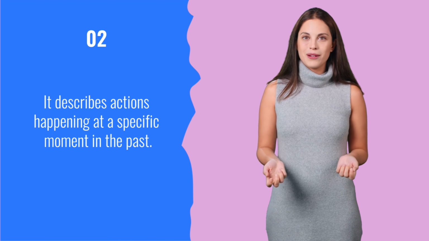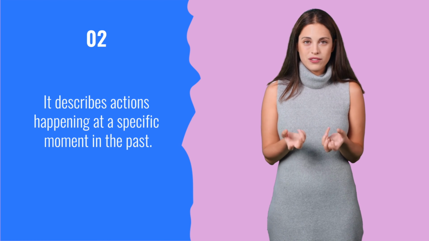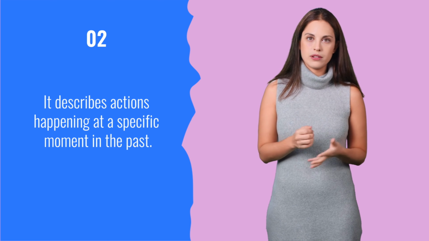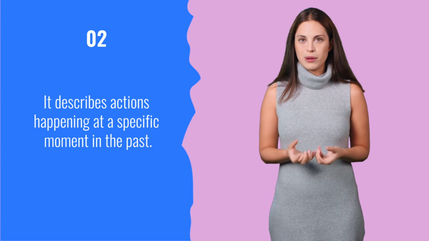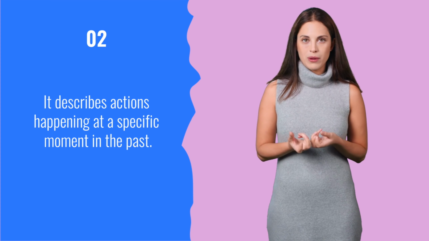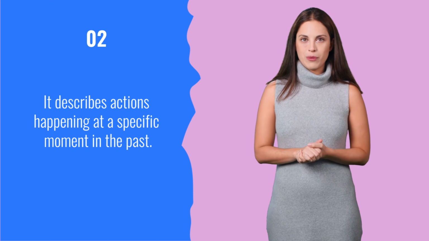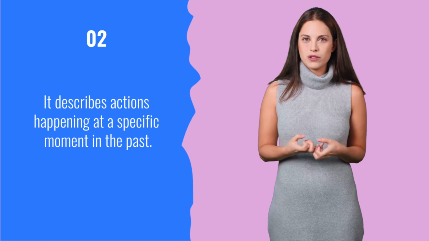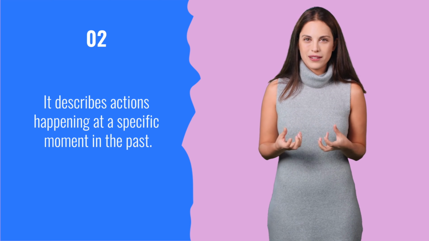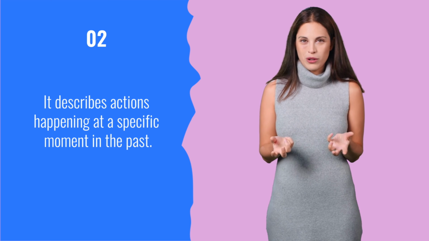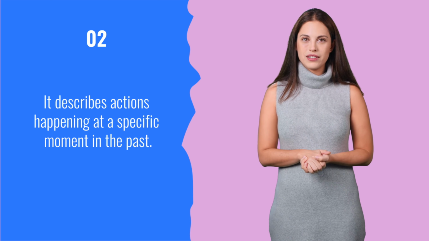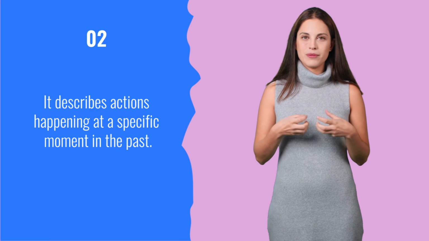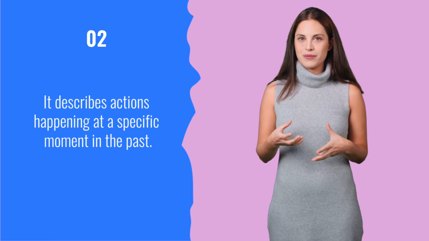Tip 2. It describes actions happening at a specific moment in the past. The past continuous is perfect when you want to show what was going on at an exact time. Not before, not after, but right at that moment. For example, at 8 o'clock, I was studying. That tells us exactly what you were doing at that time. You weren't walking, you weren't watching TV, you weren't talking to anyone. You were sitting somewhere, focused, probably with your book open, doing your work. It paints a picture of that moment.